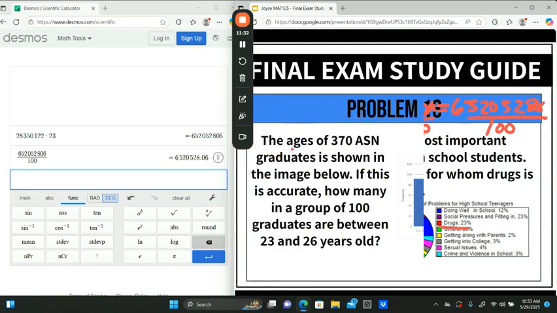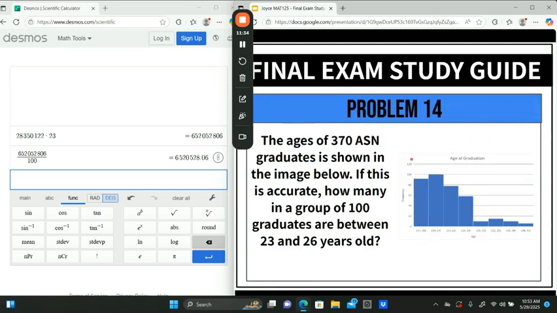Okay, next. The ages of 370 ASN graduates is shown by the image below. If this is accurate, how many in a group of 100 graduates are between 23 and 26 years old? All right, so we know in this graph there are 370 graduates. To solve, we're going to set up a proportion. That's the total, so we'll put that on the bottom.